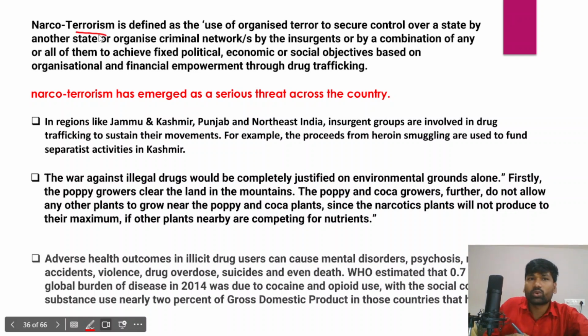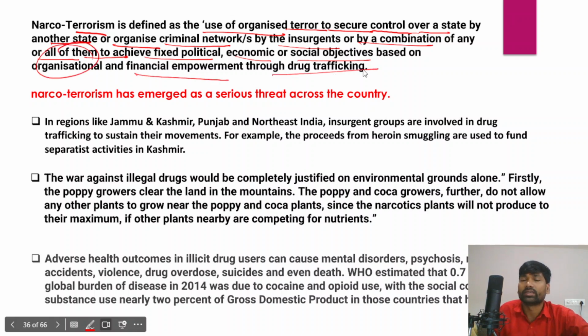So in fact, narco-terrorism, as I've already told you, is the use of organized terror to secure control over a state by another state, and organized criminal networks by the insurgents, or by a combination of any or all of them, to achieve fixed political, economic and social objectives based on organizational and financial empowerment through drug trafficking.